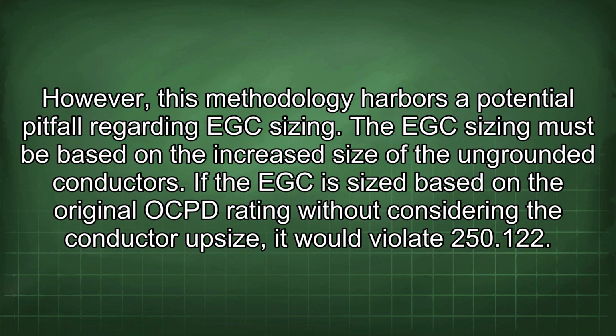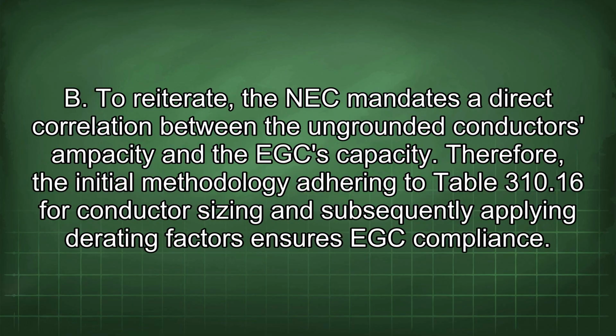However, this methodology harbors a potential pitfall regarding EGC sizing. The EGC sizing must be based on the increased size of the ungrounded conductors. If the EGC is sized based on the original OCPD without considering the conductor upsize, it would violate 250.122. To reiterate, the NEC mandates a direct correlation between the ungrounded conductor's ampacity and the EGC capacity. Therefore, the initial methodology adhering to Table 310.16 for conductor sizing and subsequently applying derating factors ensures EGC compliance.